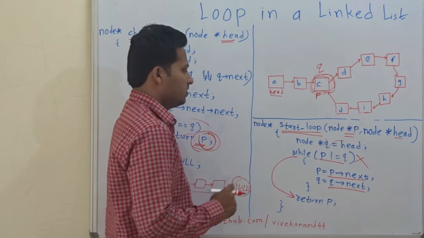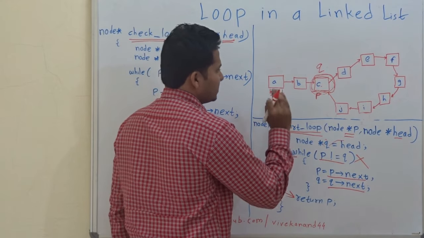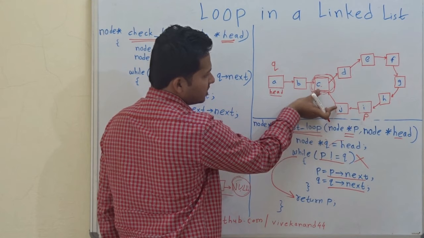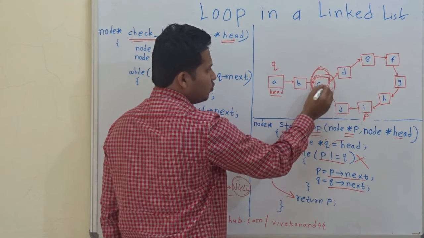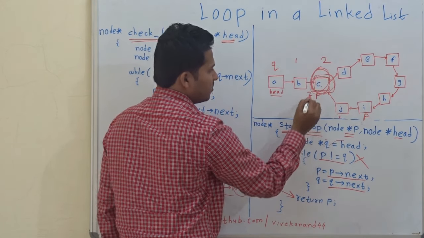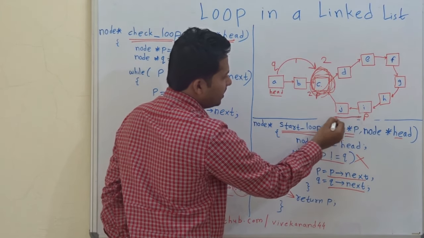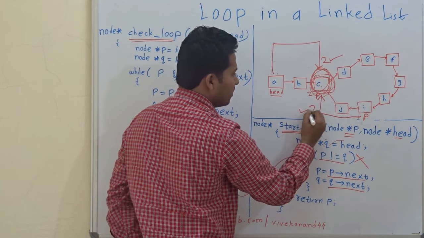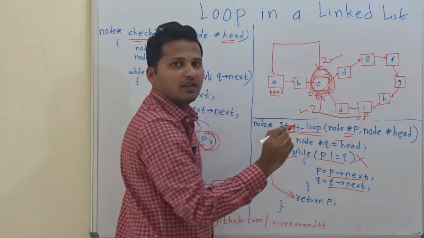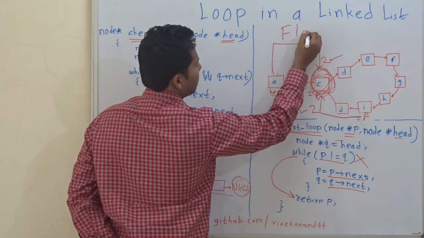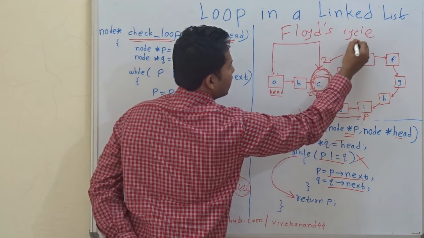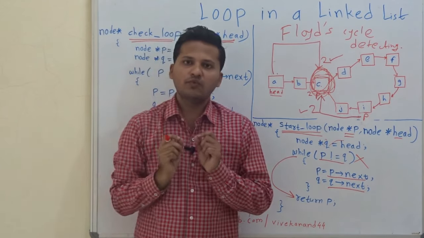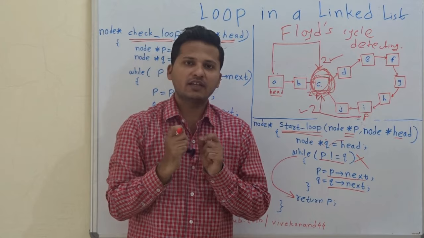So here is the question: why does this approach work? You can see Q was here and P was here, and both were two nodes away from the starting of this loop. This is the first node, second node, first node and second node. So this is not a coincidence. The length from P to C and the length from head to C will always be the same. If it is 3, then this will also be 3. This is because of an algorithm, Floyd's cycle detection algorithm, which explains why this happens. In our next video, we will see why this approach works. So please make sure that you see my next video.